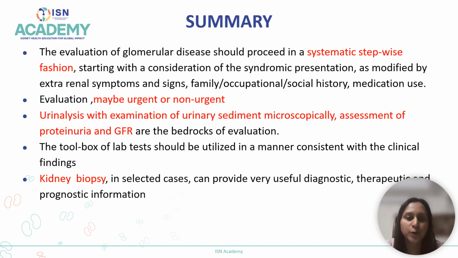So in summary, the evaluation of glomerular disease should proceed in a systematic, stepwise fashion, starting with the consideration of the syndromic presentation, modified by extrarenal symptoms and signs, presence of family history, occupational and social history, concurrent use of medications. Evaluation may be urgent in case of rapidly progressive glomerulonephritis or non-urgent. Urinalysis with examination of urinary sediment microscopically, assessment of proteinuria and GFR are the bedrocks of evaluation. The toolbox of lab tests should be utilized in a manner consistent with the clinical findings. Kidney biopsy in selected cases can provide very useful diagnostic, therapeutic, and prognostic information. Thank you.